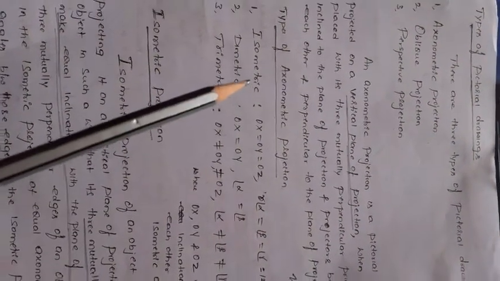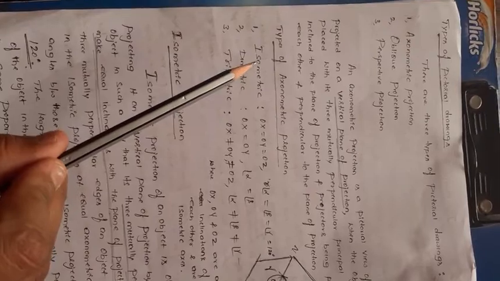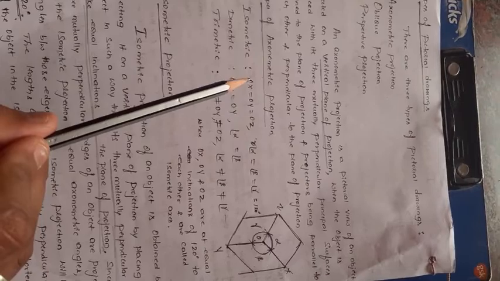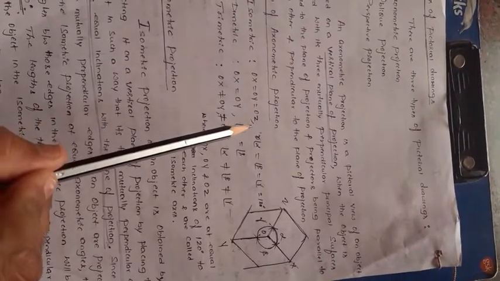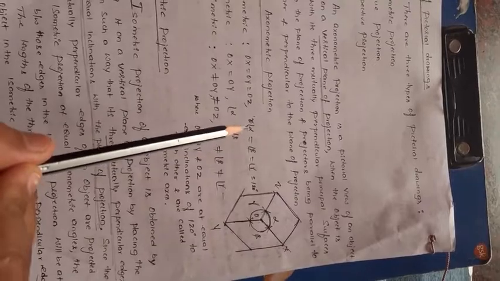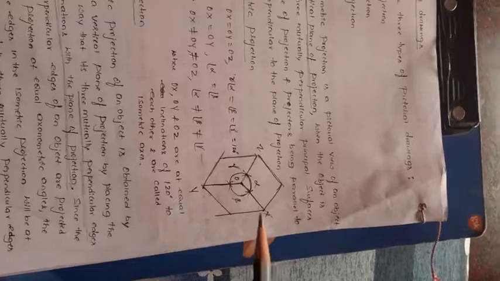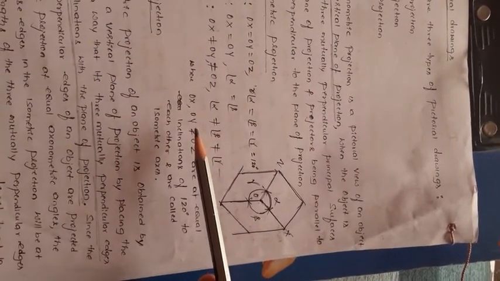Now the types of axonometric projections. In isometric, iso means same or equal measurement, that is, the lengths are equal: Ox is equal to Oy is equal to Oz. The angles between them, alpha, beta and gamma, are equal: Ox, Oy and Oz are at equal inclination of 120 degrees to each other, and are called isometric axes, right?